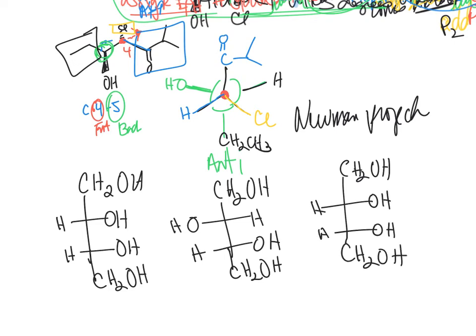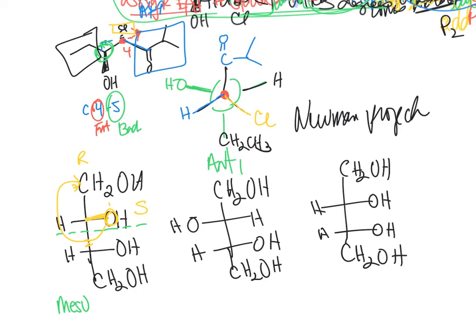Okay, so these are Fischer projections. Now this one has a plane of symmetry, so that's a meso. And let's assign R and S here. So this is 1, and then this would be 2, this would be 3. So 1, 2, 3. R, however, the OHs are coming at you, because remember this is a bow tie. So that would be S.